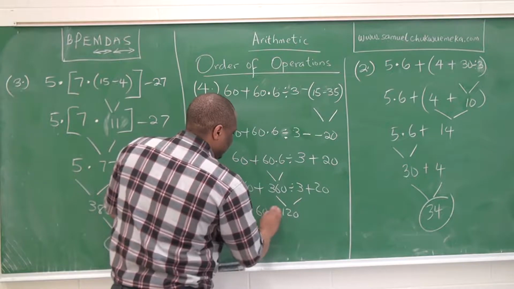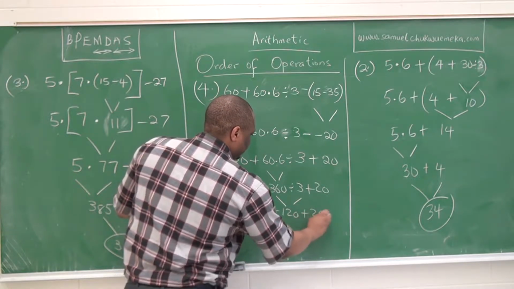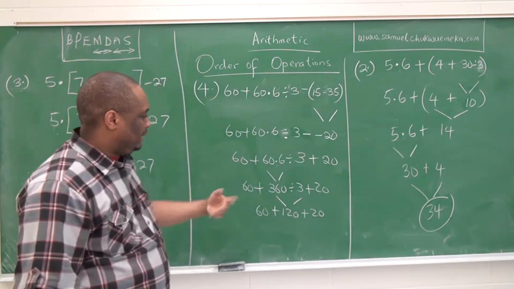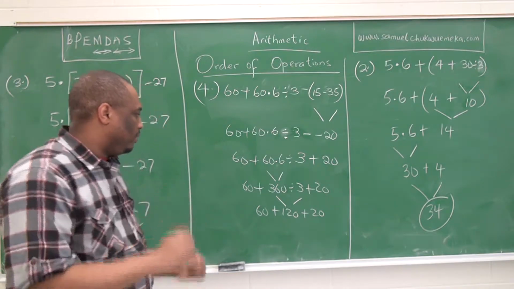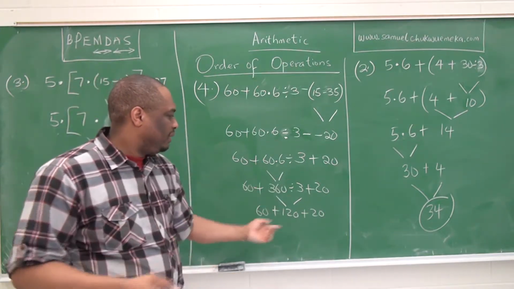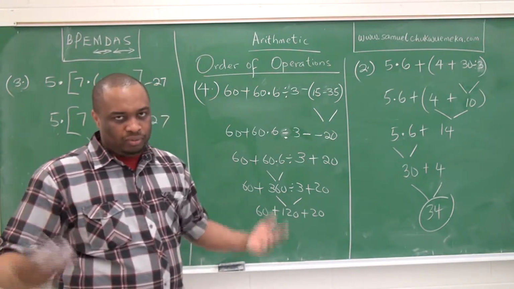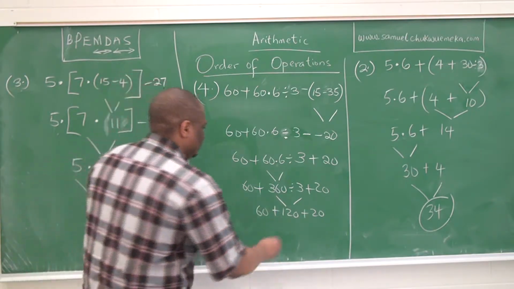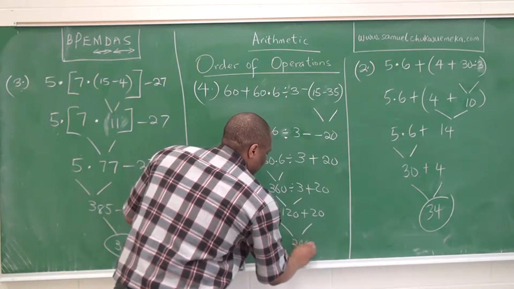You bring down this, 60 plus 120 plus 20. Then this is pretty easy. 60 plus 120 is what? 180. Now this is the same operator, so I just do it right away. 60 plus 120, 180 plus 20 is 200. And the answer is 200.